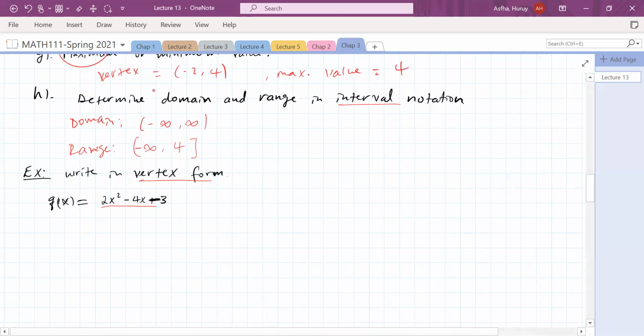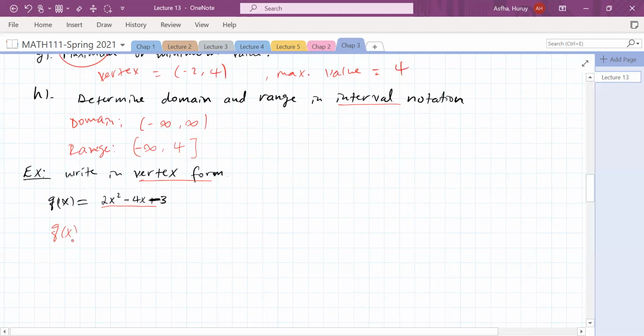To answer most of these questions, particularly the vertex and maximum point, we need to change this to vertex form. So we have to know how to change this to the vertex form so that we can answer those questions. Now, we have this, and I want to rewrite it in vertex form.